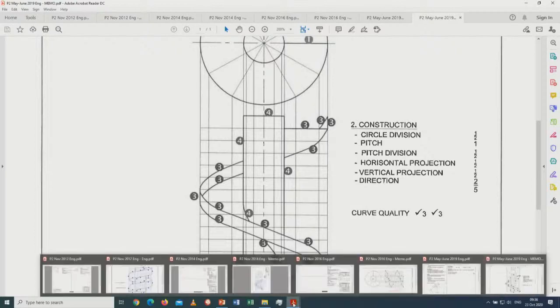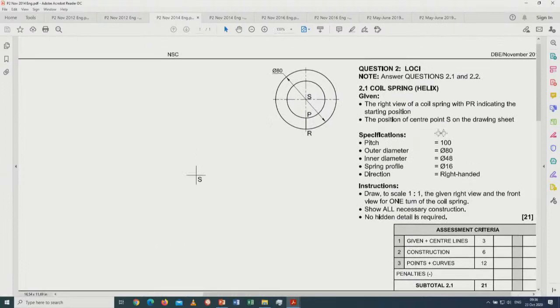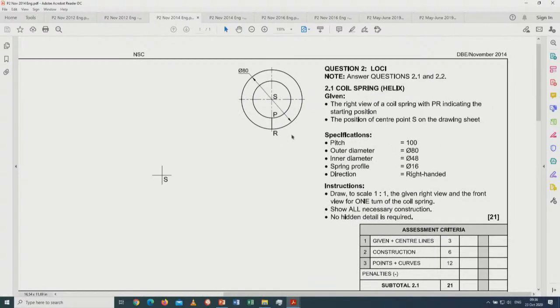Then the next one I'd like to point out to you is this round spring. Like we did explain, again, it was shared with another question. So in that case, this was asked in 2014. This is the round spring, in other words. The pitch is 100, the outer diameter, the inner diameter, the spring profile is diameter of 16. So if you subtract that with each other and divide by 2, you will get up to 16. Direction is right-handed. The instructions: draw scale to 1:1, view of one turn, one rotation, in other words, of the coil spring. Show all the necessary constructions.